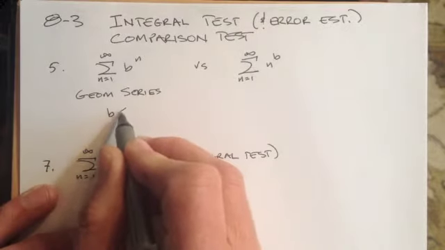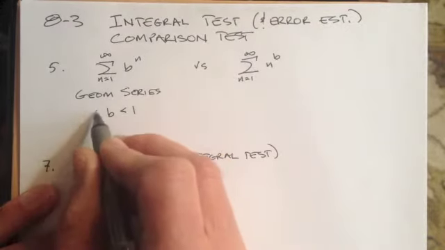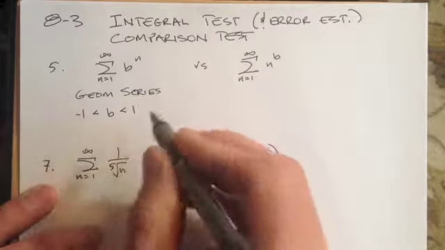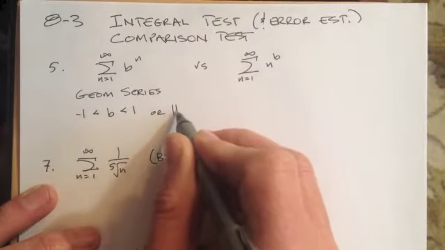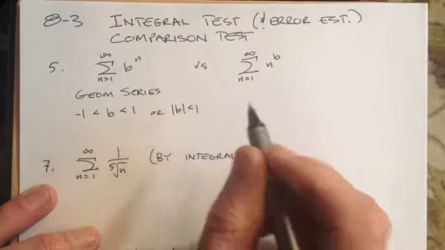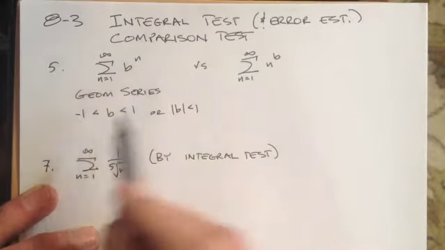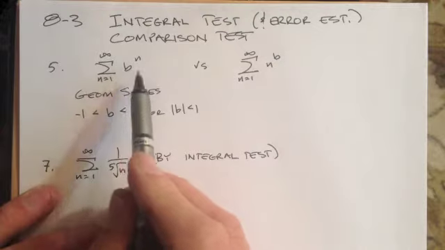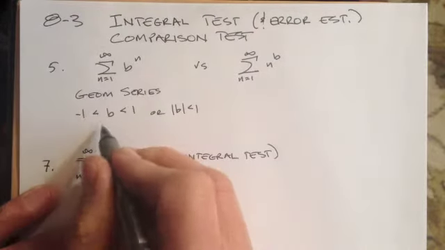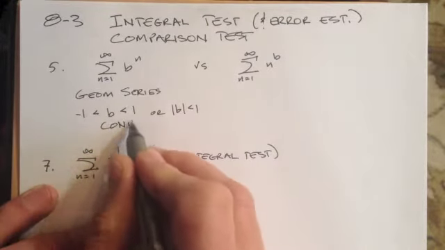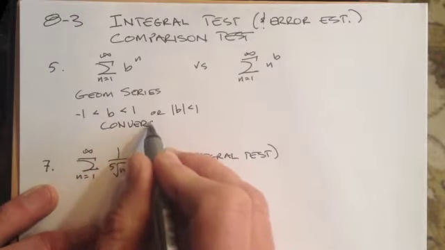The base has to be less than 1 and greater than -1, or you could say the absolute value of the base has to be less than 1. If it's 1 or greater, it just explodes up to infinity, but if it's less than that, you're taking a fraction of it each time and it's getting smaller and smaller, so it converges under those conditions.